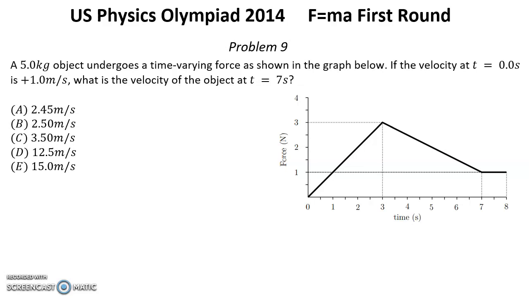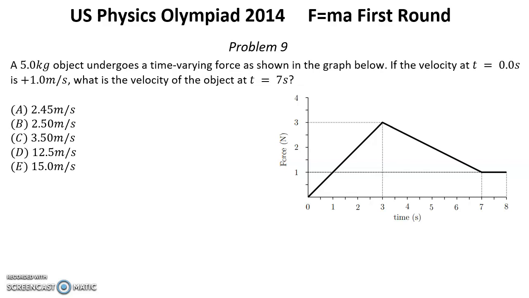Problem number 9. A 5 kg object undergoes a time-varying force as shown in the graph below. If the velocity at t equal 0 seconds is positive 1 meter per second, what is the velocity of the object at the time t equals 7 seconds?